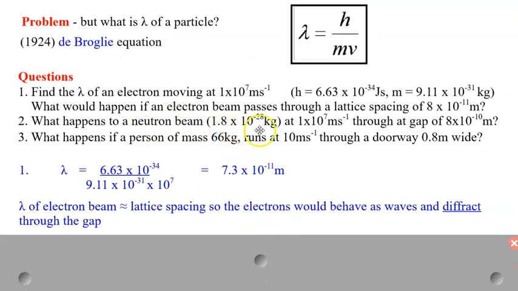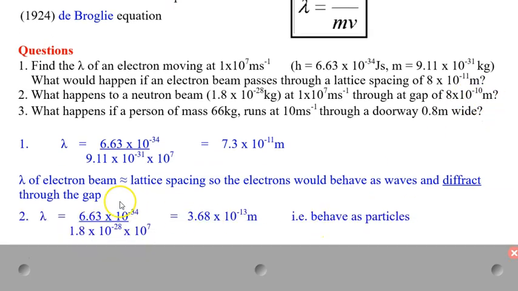So if we have a neutron beam, well, that's the mass of a neutron moving at this speed, same as before, and a slightly different gap. The first thing we do is to calculate the de Broglie wavelength, and we've got Planck constant divided by mv. This will give us 3.68 × 10 to the minus 13. So then if we compare that to the gap, 8 × 10 to the minus 10, we're a factor of approximately 1,000 out. This is much, much smaller.